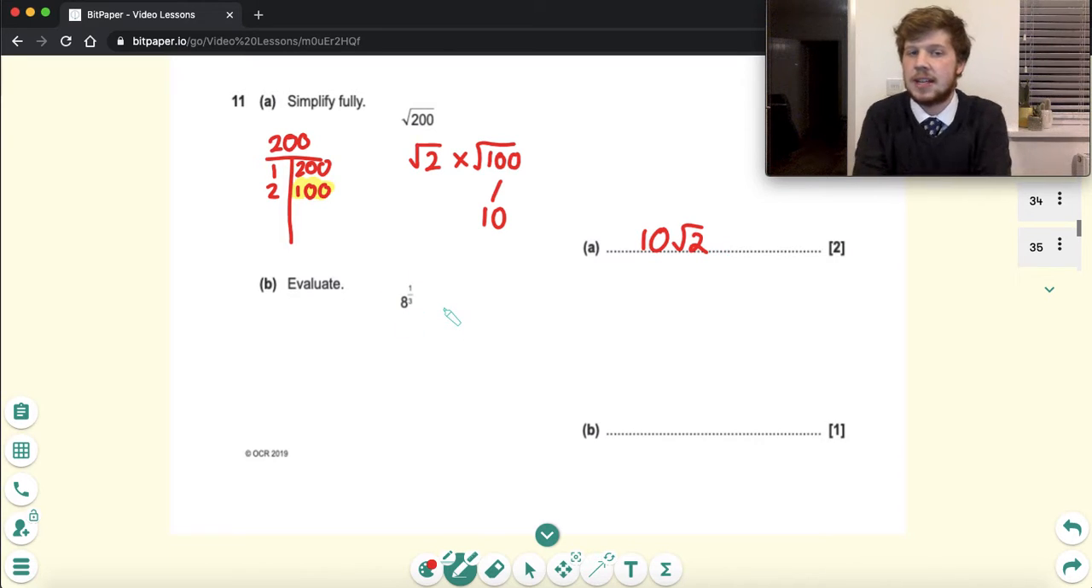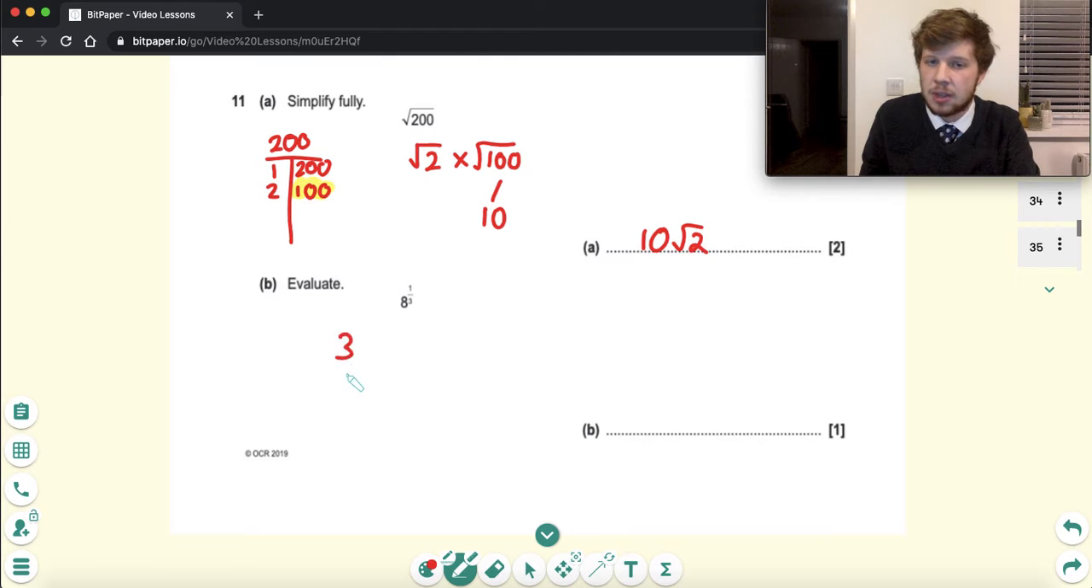The next thing that I can look at is 8 to the power of a third. If I've got to the power of a third, that means 3 of these multiplied by each other, so 8 to the third times 8 to the third times 8 to the third, would be equal to 8 to the 1 if I add the exponents.